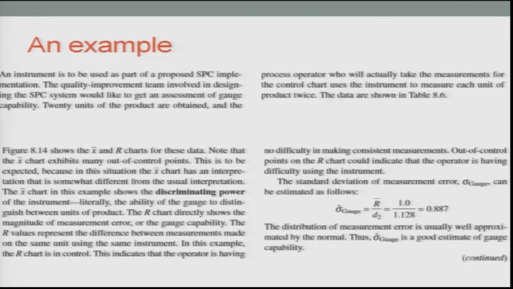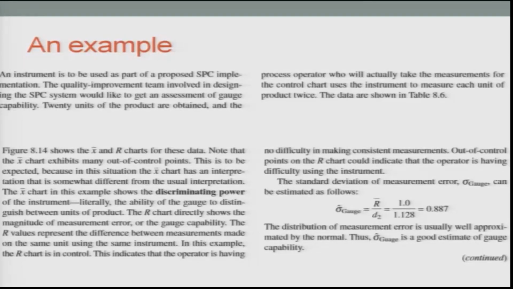So, what we need to do is that it indicates the operator has no difficulty in making consistent measurements, and out-of-control components on the R charts could indicate that the operator is having difficulty using the instrument in measurements. The standard deviation is given as usual by, as the sample size is n, you find out small d2 suffix 2 and divide R bar by d2 and you find out 0.887.